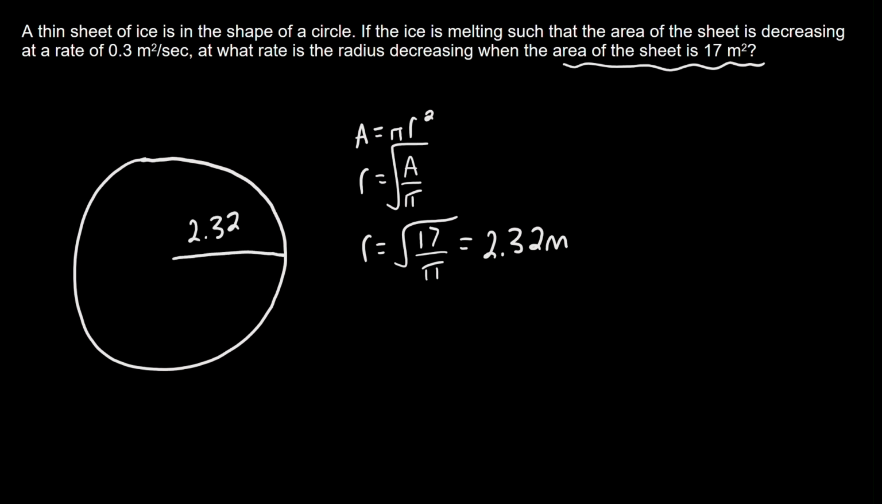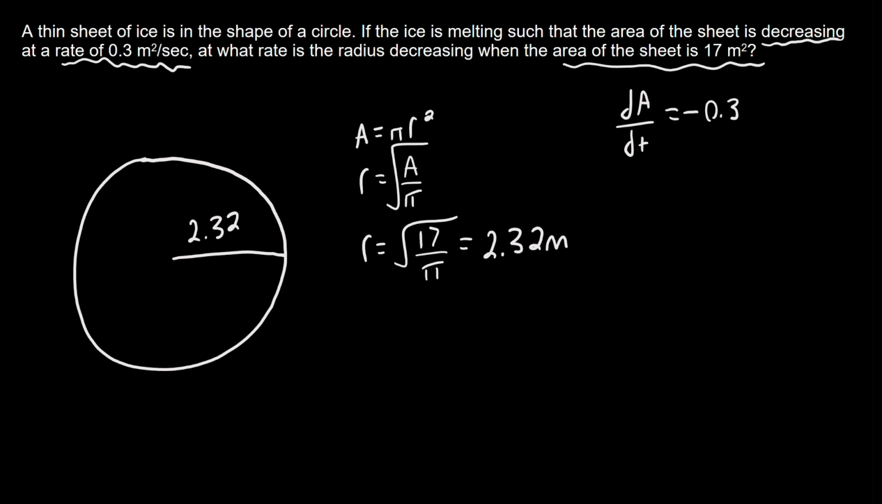2.32. So in the question, the area is decreasing at a rate of 0.3 meters squared per second. So this is the rate the area is decreasing. So dA over dt equals 0.3. Now, since the question said it was decreasing, we must put a negative in front of the 0.3. The way I knew it was dA over dt is from the units. So it's going to be a unit of area over a unit of time, so meters squared per second.